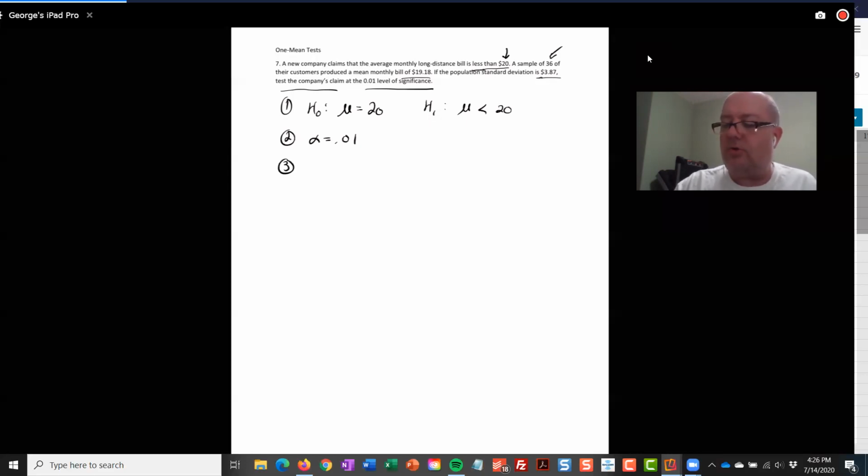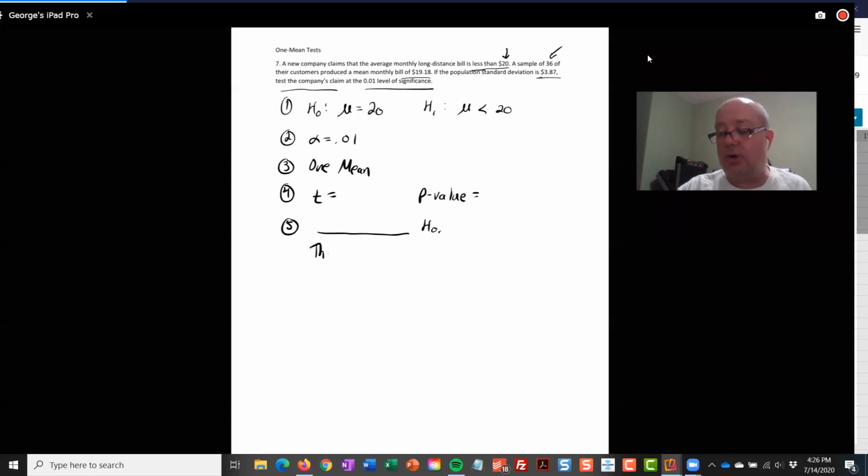The test looks like it's a one mean test, and we don't have conditions to check here, so we're going to do it that way. In the next step, we're going to calculate a test statistic, which is t, and we're going to come up with a p-value. From there, we'll make a decision about the null hypothesis. So we'll either reject or fail to reject H0. Then we'll make a conclusion about the claim, about the H1.